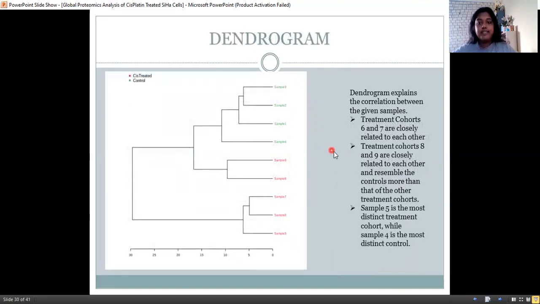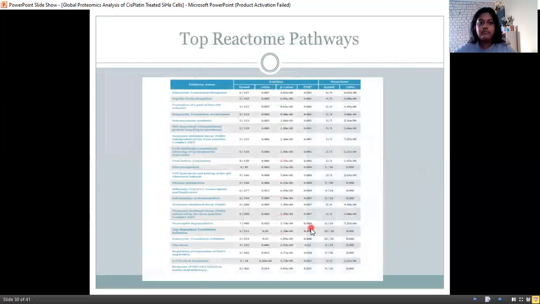And the dendrogram basically explains the correlation between the given samples. So here, treatment cohorts 6 and 7 are closely related to each other, and treatment cohorts 8 and 9 are closely related to each other. Sample 5 is actually the most distinct treatment cohort, and sample 4 is the most distinct control. So these green ones are the control, and these red ones are the treatment cohorts, as I mentioned.